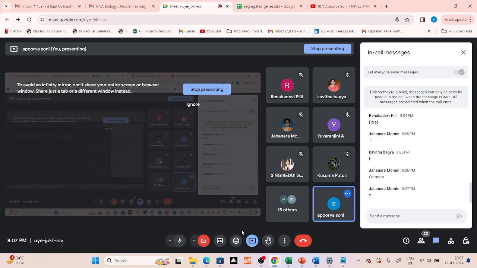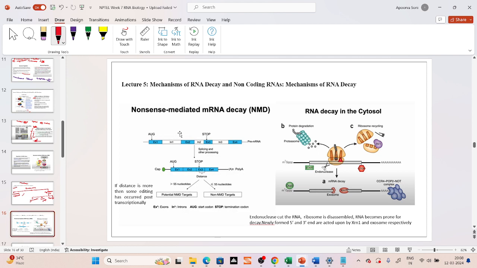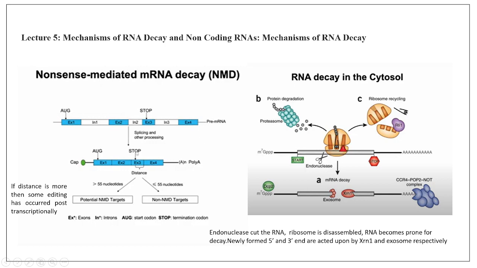Okay, fine. So now we'll come to another example. You can again see nonsense mediated decay, where there is a stop codon. The stop codon is present prematurely. It should not be present here, it should be present at the end, but there is a premature stop codon over here. Now, whether it will be marked for degradation or not depends on the distance.